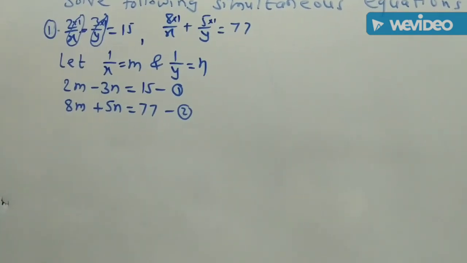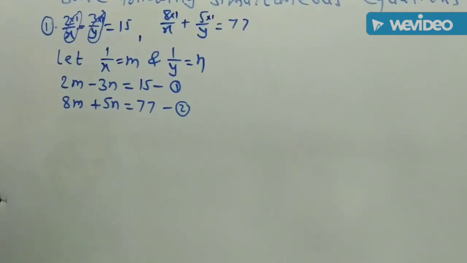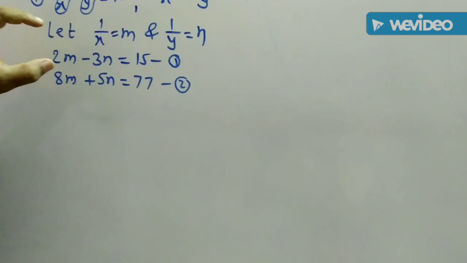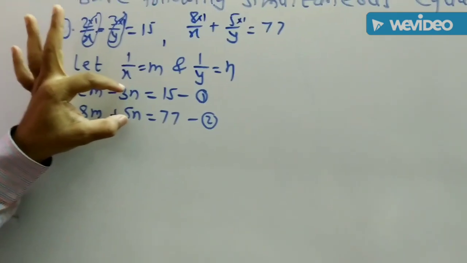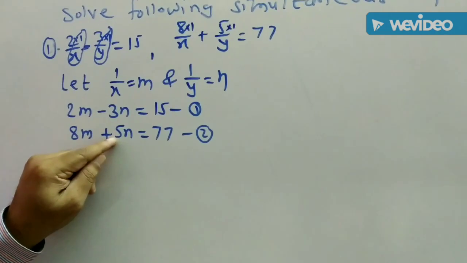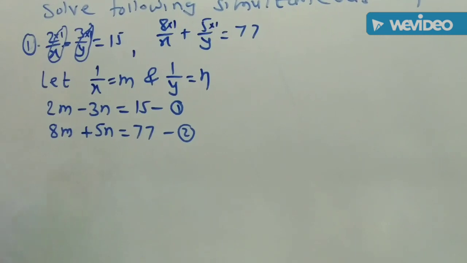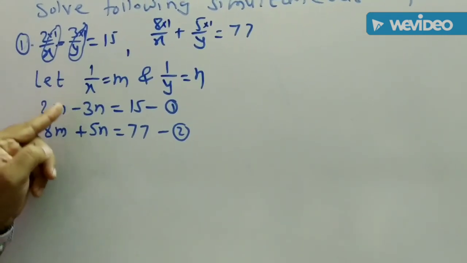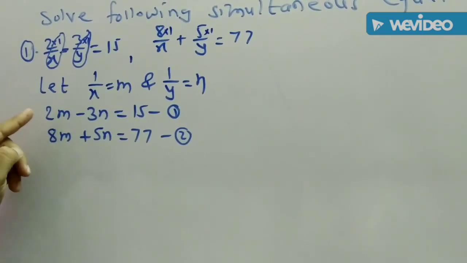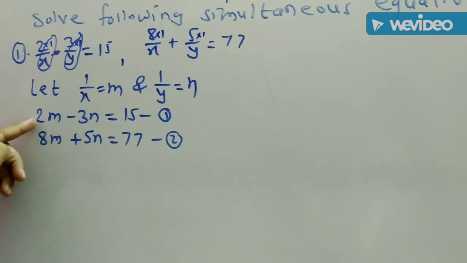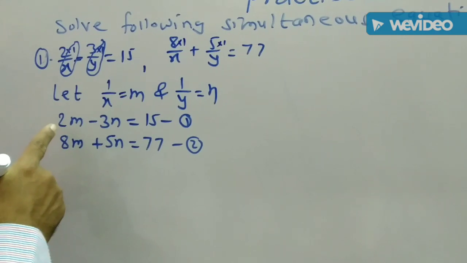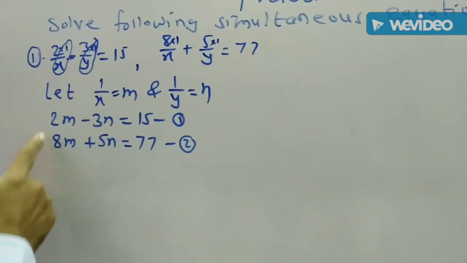Equation 2. Now to solve these linear equations, firstly we make the same coefficient of any variable. If we want to make the coefficient of the n variable the same, then we have to multiply equation 1 by 5 and equation 2 by 3. But if you take the same coefficient of m, we have to only multiply equation 1 by 4. That is 2 4s are 8 and these 8 are already given. Therefore, it is easy to solve by making the same coefficient of m.